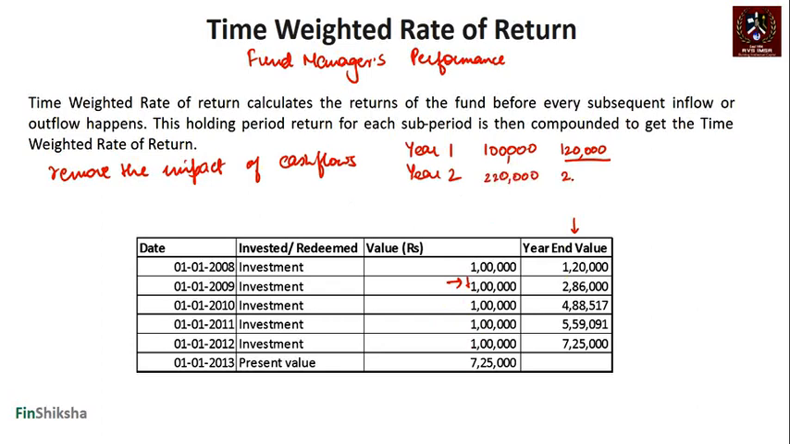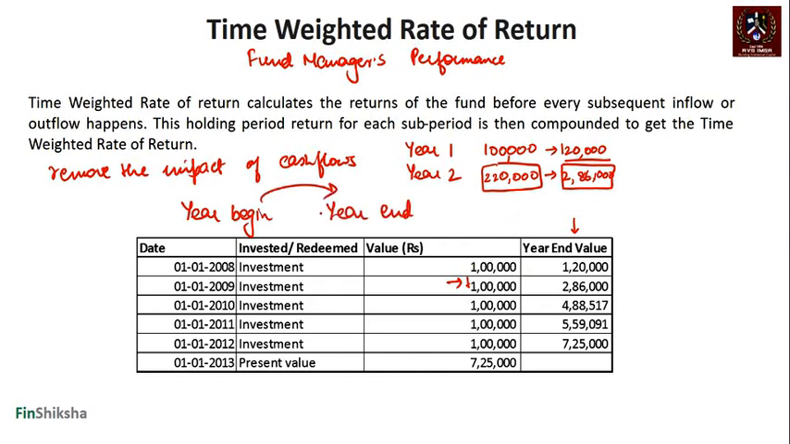Now what is the return here? That's 286,000. So that's the return the fund manager generated. The fact that I put in 1 lakh has got nothing to do with what the fund manager's performance is. The fund manager got this money at the beginning of the year and he took this money to this level at the end of the year. So in time weighted rate of return, I have to basically find out the year beginning value and the year end value and look at the calculations.